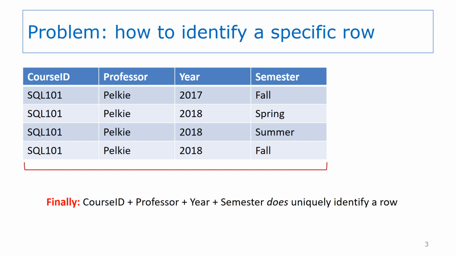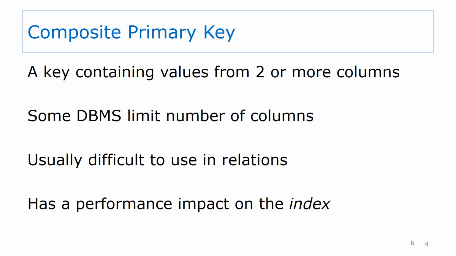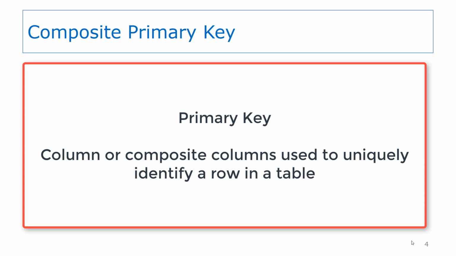What you saw on the previous slides was an example of a composite primary key. You saw how you had to keep going, adding more columns to the key to get to the point where you could uniquely identify a row. The term primary key is used to indicate the column, or in this case, composite columns, that are used to uniquely identify a row in a table. This is a very fundamental concept in a relational database. The primary key for a table lets you relate data in one table to data in another. It is one of the most important parts of defining a table.